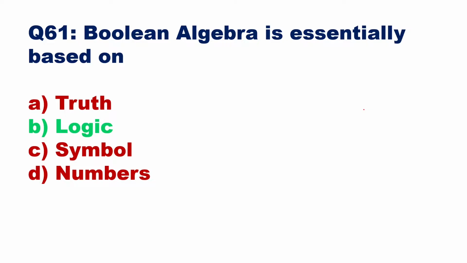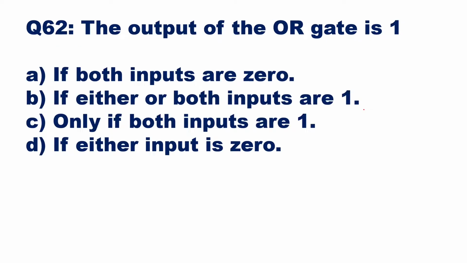Then we'll go to the next question. The output of the OR gate is 1 if: both inputs are 0, either or both inputs are 1, only if both inputs are 1, or if either input is 0. Now, in this case, we have to remember the truth table for OR gate. Say, a two input OR gate. The inputs are A and B, and the output is Y.